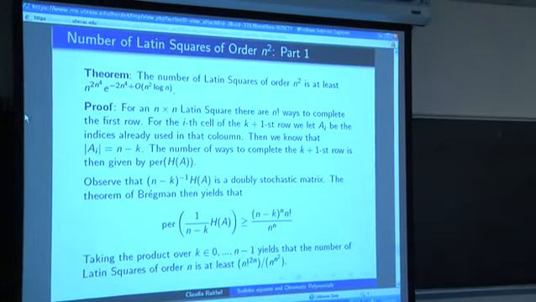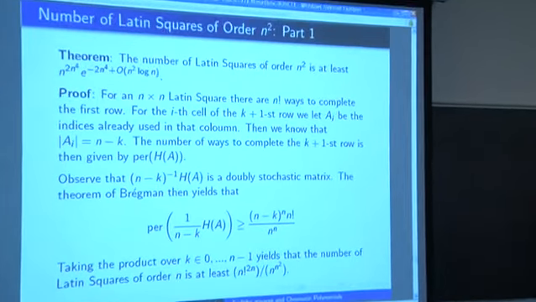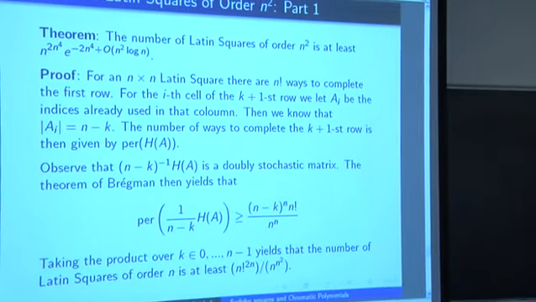Okay. So now we're going to give a lower bound on the number of order n Latin squares. And it's that horrible thing that has the e in it. But it's actually pretty cool to figure out. So say that I give you an n by n Latin square. Then for the first row, there's n factorial ways to complete it.